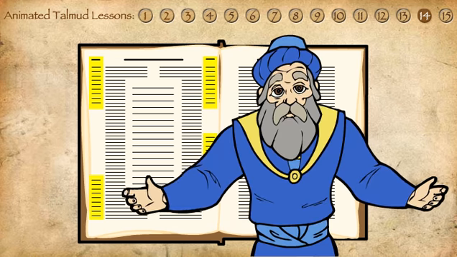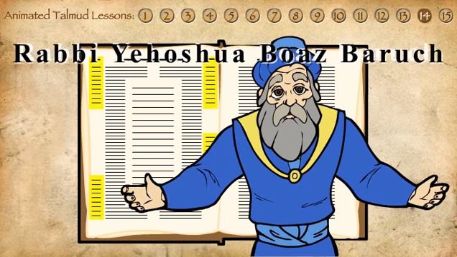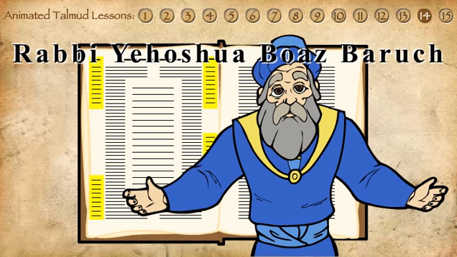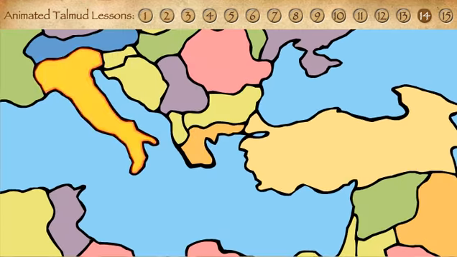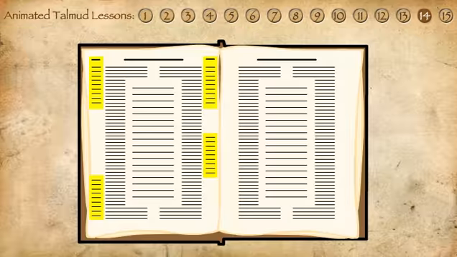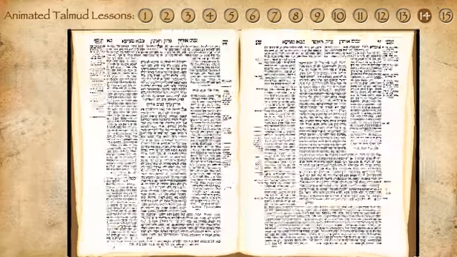The greatest link maker of all time is Rabbi Yehoshua Boaz Baruch. He lived in Italy about 500 years ago. Let's take a look at the links he composed.